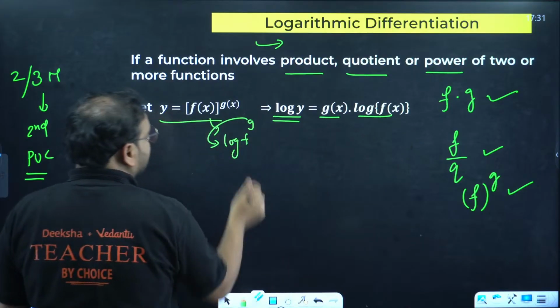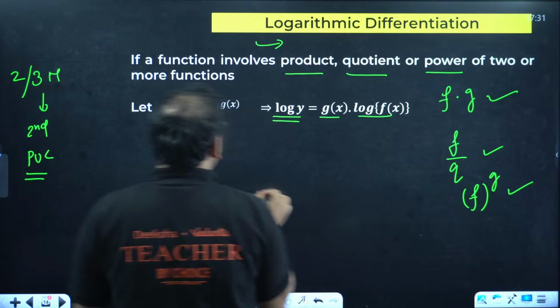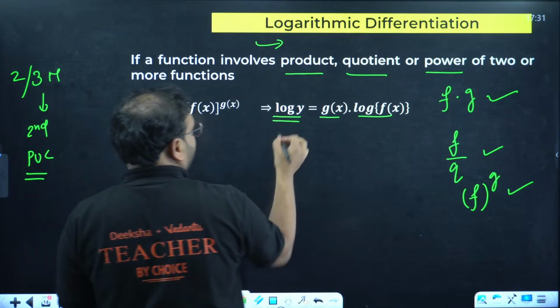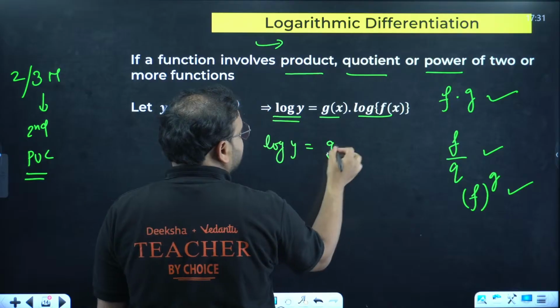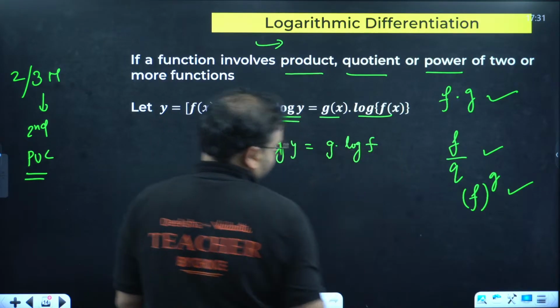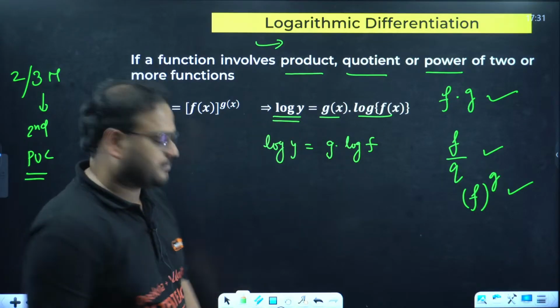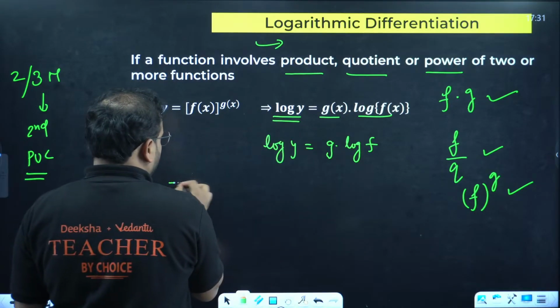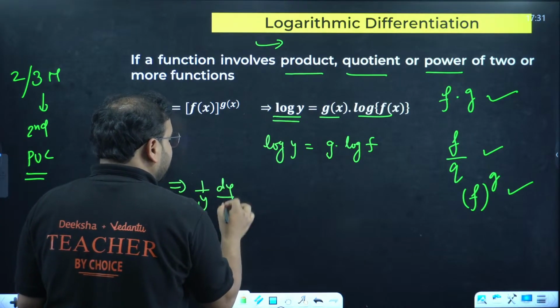That will become g log f. Continue then. So far I have, if you continue from here, log of y equal to g times log f. Now differentiate this as an entire equation itself. Okay, so differentiate this log. You will have 1 by y dy by dx.